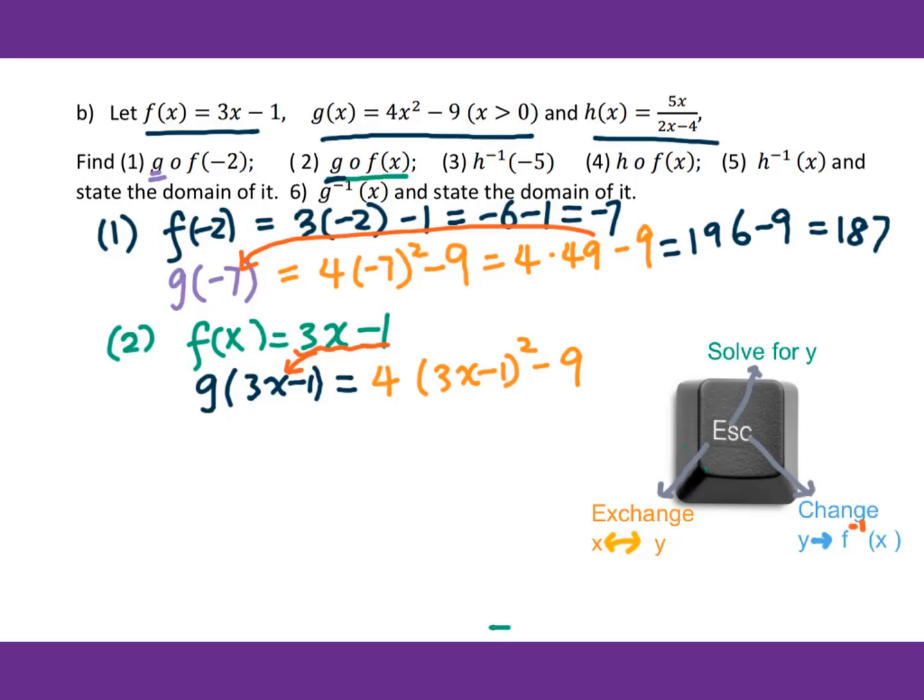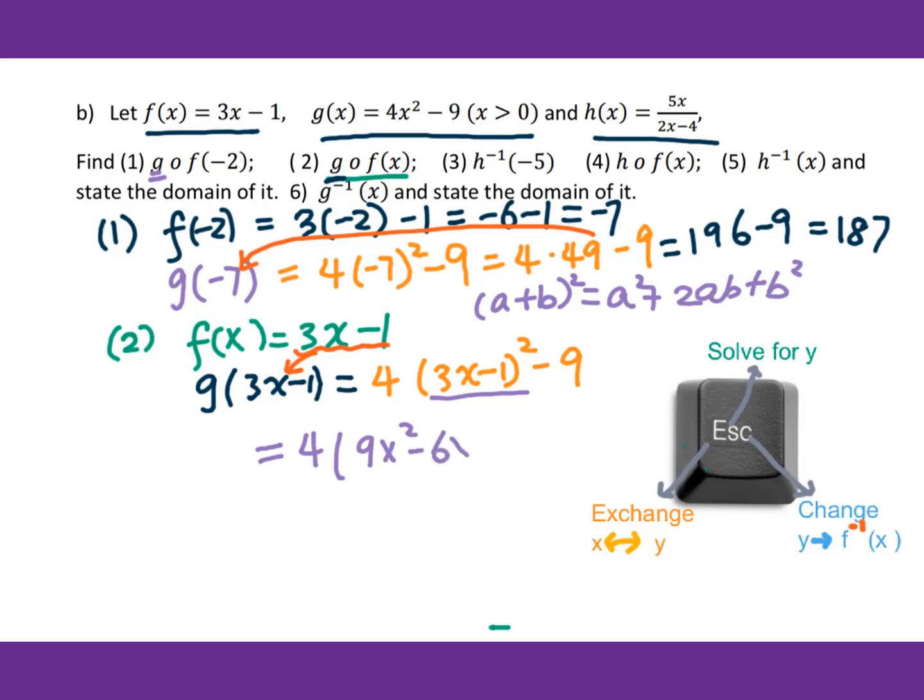For 3x minus 1 squared, we know that a plus b squared equals a squared plus 2ab plus b squared. Therefore, we got 4 times 9x squared minus 6x plus 1, then minus 9. We got to do distributive property. You will get 36x squared minus 24x plus 4 minus 9. Then we combine like terms.